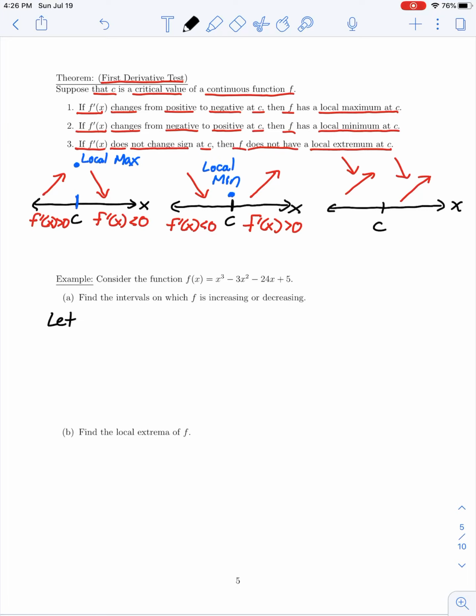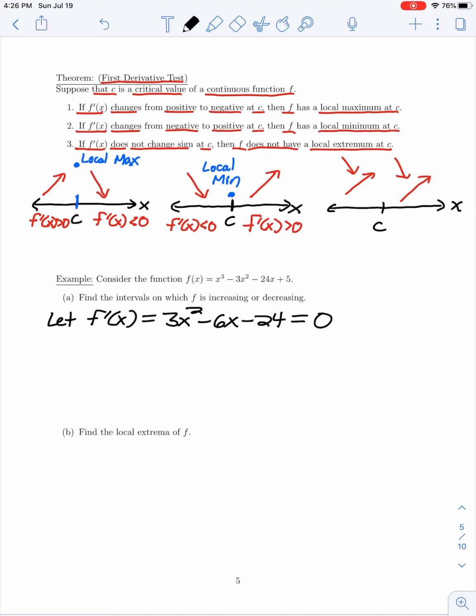So to determine where a function is increasing or decreasing, we need to first find the critical values, which means that we look at our derivative, which is 3x squared minus 6x minus 24, and we ask ourselves, is there anywhere that it is undefined? In this case, no, since it's a polynomial. So the only values that we could have for critical values are values that would make this derivative equal to 0.